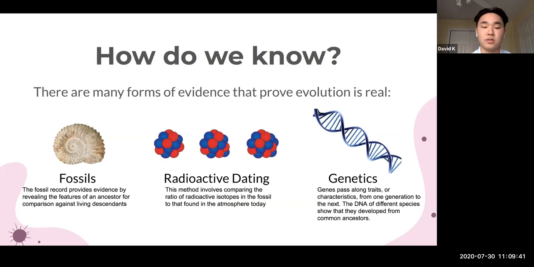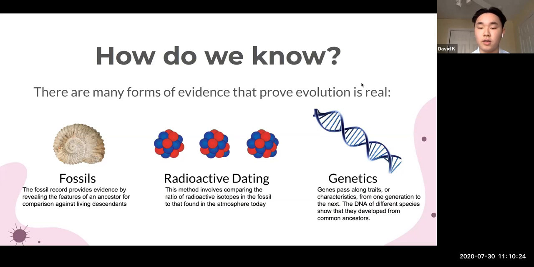We have fossils. Fossils that were made millions of years ago show that the living descendants of these ancestors are related, based on the structure of the animal or something like that. Then we have radioactive dating, which is essentially comparing the ratio of the radioactive isotopes in the fossil to that in the atmosphere today. It's using carbon dating and that kind of system to accurately date the piece of evidence that we found from the past. And then lastly, we have genetics.